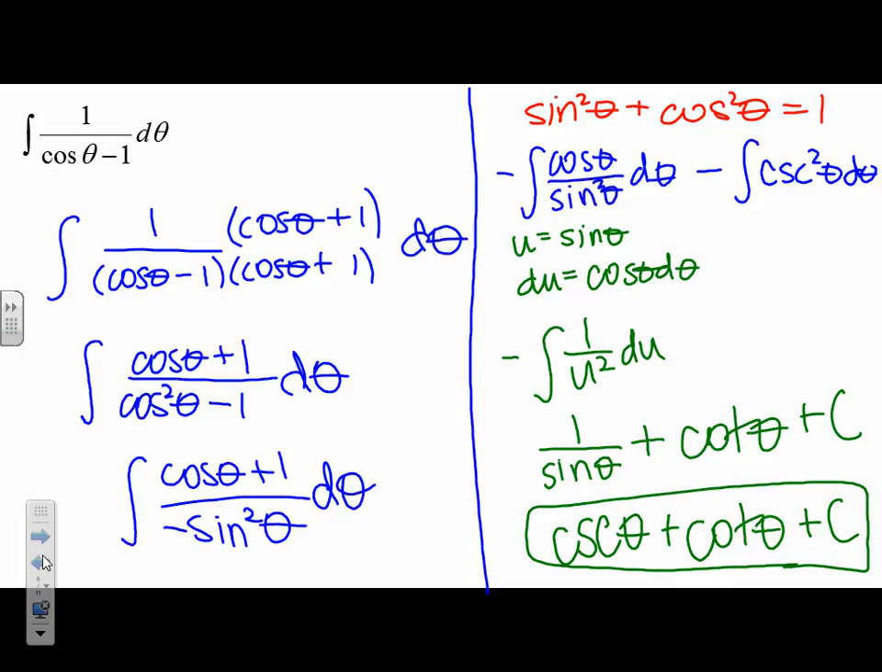Really, did we have to use u substitution? We wouldn't have had to use u substitution. If you saw it, you could have made this cosecant cotangent. Cosine over sine is cotangent, with an extra sine left over is cosecant. And then the antiderivative of cotangent cosecant is negative cosecant. But it didn't hurt us to do some u substitution. Okay.